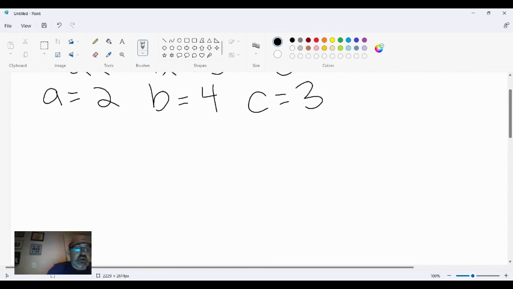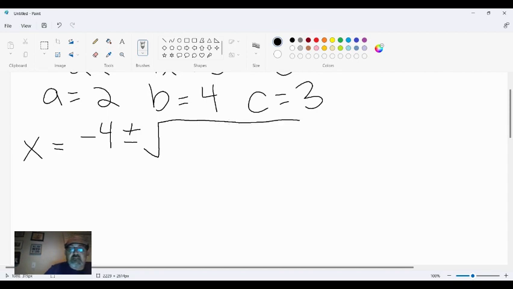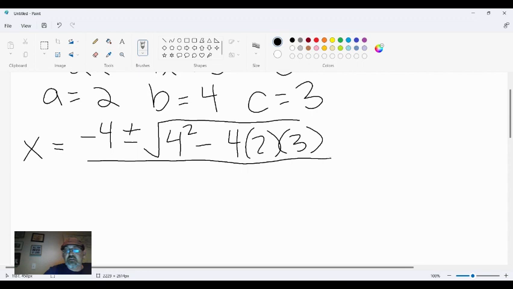We can find our roots for our x variables here. So we know it's a negative 4 plus or minus the square root of b squared, which is 4 squared, minus 4ac, which is 4 times 2 times 3, all over 2 times a, which is 2.